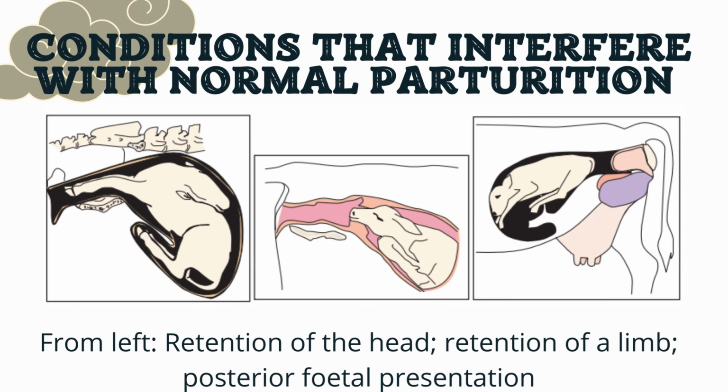Then we've got conditions that interfere with the normal parturition. Dystocia, right? Now, when we're talking about dystocia, we're basically talking about any abnormality or difficulty a cow has during birth. Now, the causes of dystocia may either be maternal or fetal. So it can be caused by issues that affect the mother or issues that affect the calf.